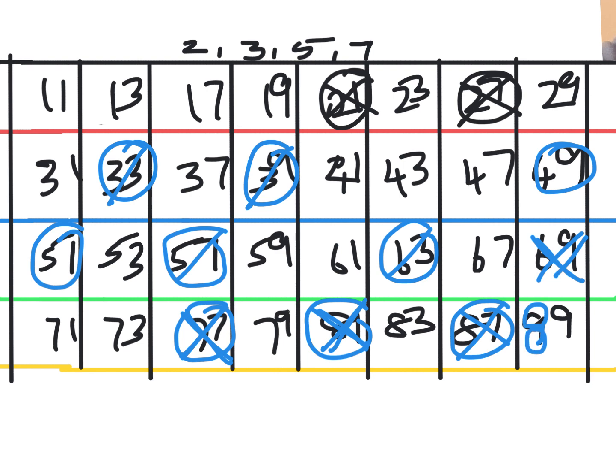The last ones, 89 and 97, are also prime numbers. These are the 25 prime numbers below 100.